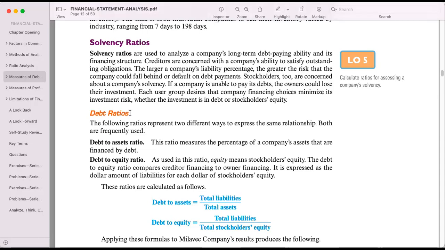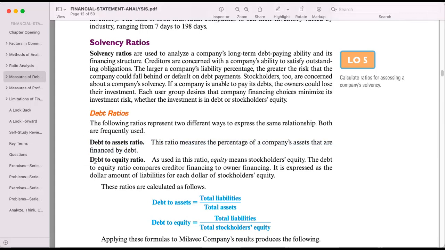The following ratios represent two different ways to express the same relationship. Both are frequently used. Most of the time, ito yung kinatanaw talaga ng mga investors. So debt to asset ratio. This ratio measures the percentage of a company's assets that are financed by utang. So gina-measure niya ano yung percentage daw sa assets sa company na gipalit or ginafinansan through utang. So that is debt to asset.